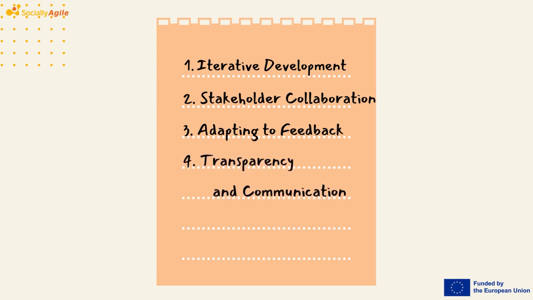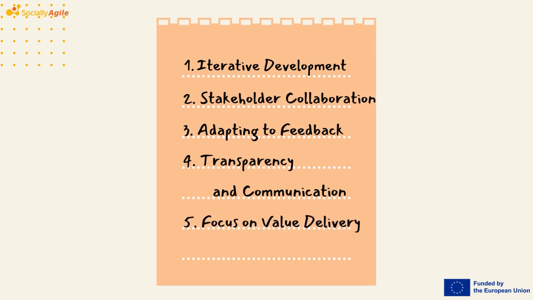4. Transparency and communication. Agile places a high value on transparency and communication. Green Roots exemplified this by holding regular sprint reviews, where they shared project progress, discussed challenges, and openly communicated their plans. This transparency not only built trust within the community but also enabled volunteers to have a clear understanding of project goals and priorities.